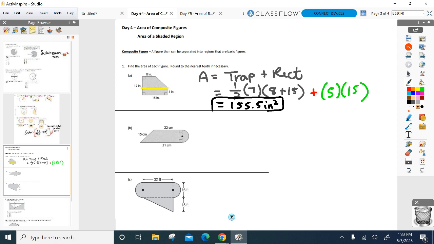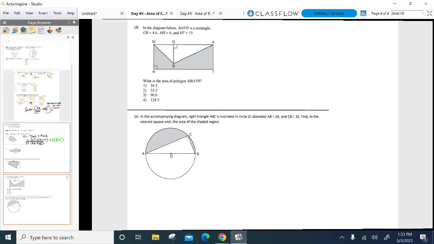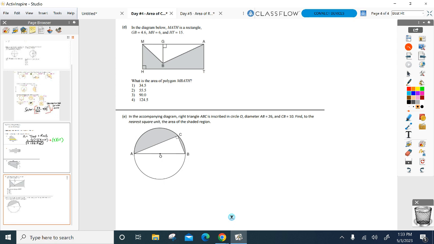There's another type of problem I need to work with you on, and that is part D. Go to part D, please. Not a composite figure, but what I call shaded regions now. How do I find the area of a shaded region that's not a figure we're familiar with, and it's not a composite figure I can break up? It's just find the area of this shaded region, and that's what I'm asking for in D. Polygon MBATH. You may have your own way of going about it from previous years.